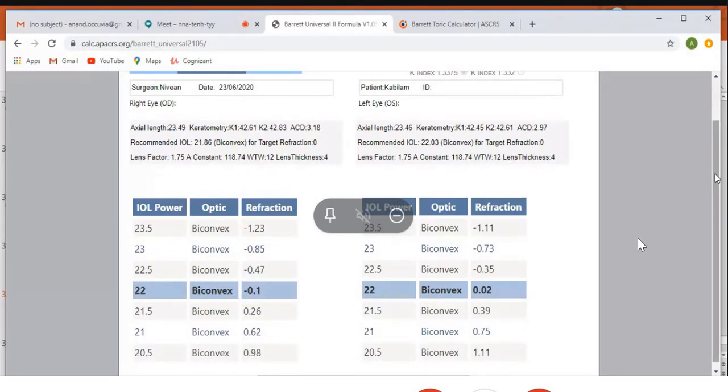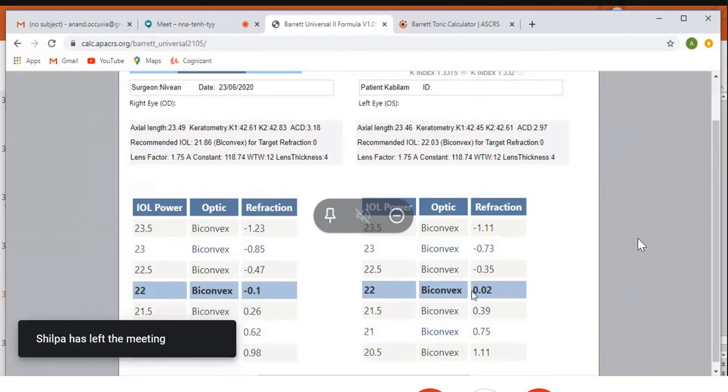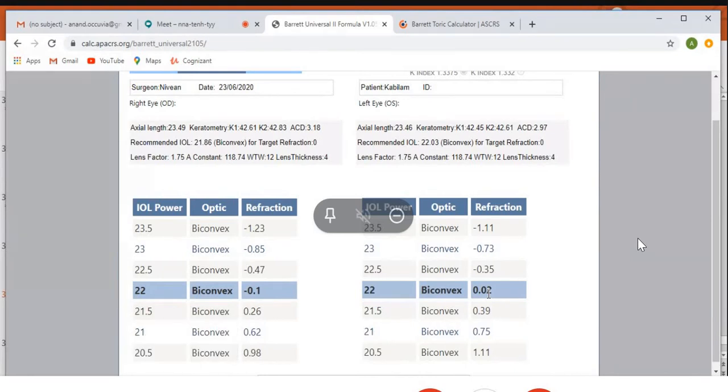So the IOL power selection is mostly based upon the doctor's choice. Mostly, whenever the doctor is implanting, he will aim for the emmetropia. Here, if you see, this is near to emmetropia, and if you see here, this is emmetropia. But in a few cases, the doctor will go with micromonovision. Micromonovision is nothing but one eye for the distance and one eye for the near.